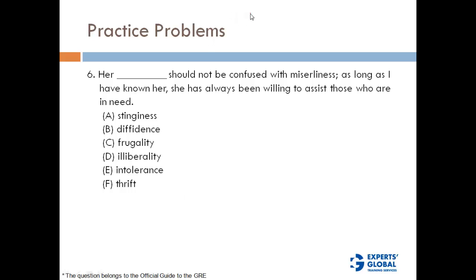Okay, first idea is she is dash, right? Her dash should not be confused with miserliness. Okay. Second idea is her dash should not be confused with her miserliness, right? So that means this dash, what we are talking about, should be something related to miserliness, first thing, right?